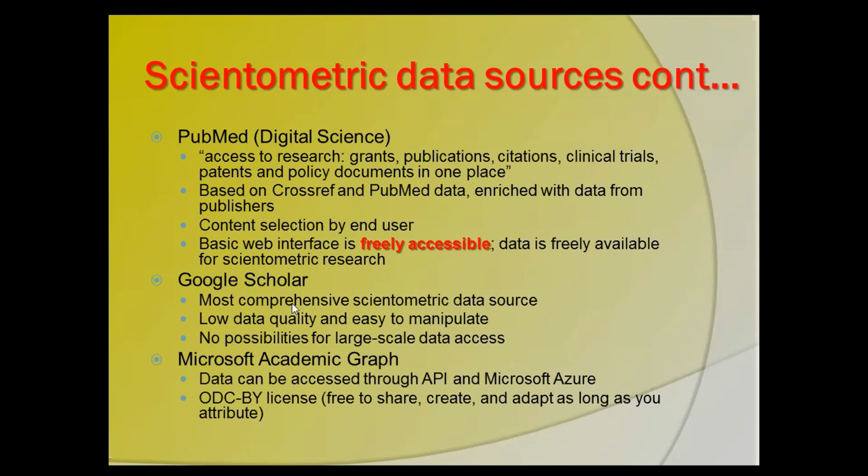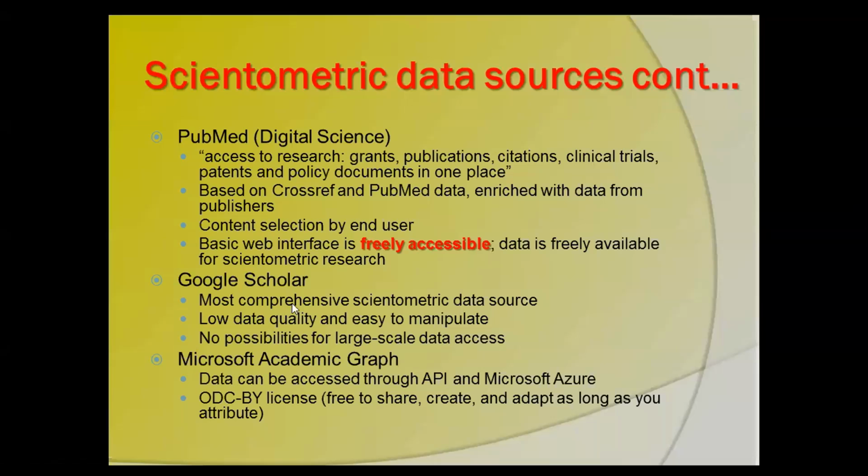Another index is Google Scholar. Google Scholar has big data available and is the most comprehensive scientific data source, but the data quality is low and easily manipulated, and there is no possibility for large scale data access. That is one of the limitations of Google Scholar. If you want to see your h-index, your i10-index, whatever it may be, you can log in to Google Scholar. Easily you can identify your h-index, your i10-index, and how many citations your research has.